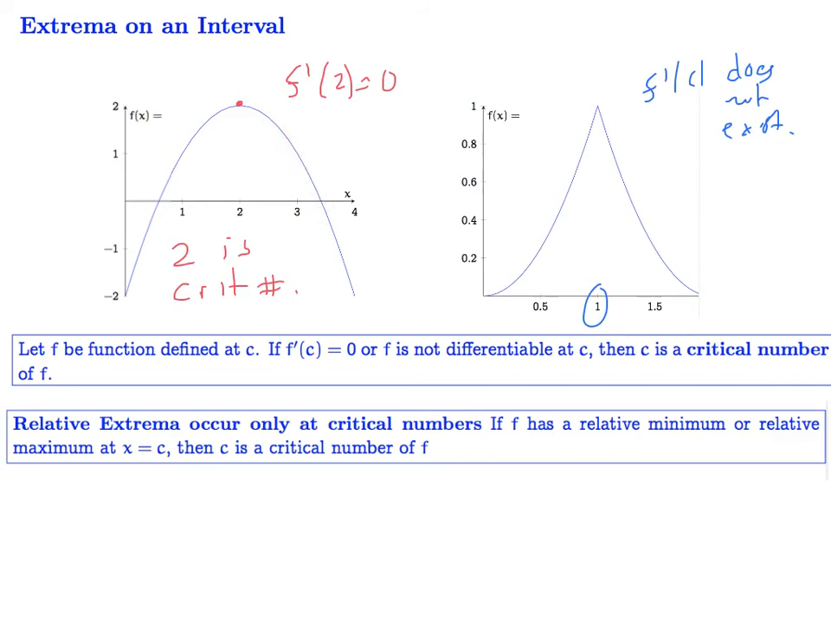Now what could also happen is this can also happen at critical numbers. So if your critical point is where the slope does not exist, this could be a max or min as well, because it's hard to say what's happening to the left or right.